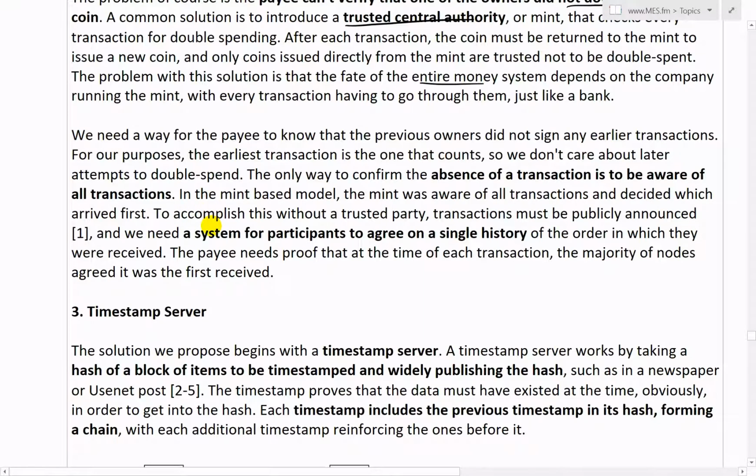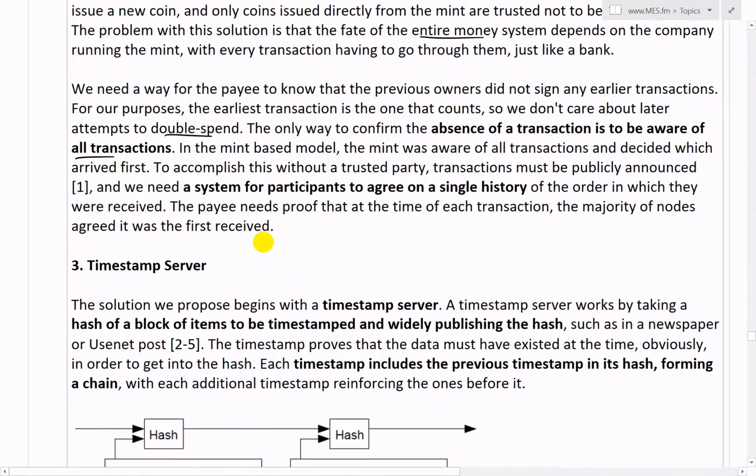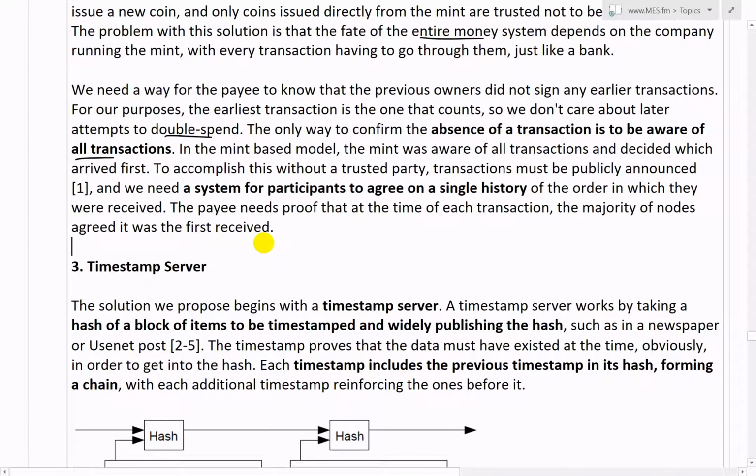Now we need a way for the payee to know that the previous owners did not sign any earlier transactions. For our purposes, the earliest transaction is the one that counts, so we don't care about later attempts to double spend. The only way to confirm the absence of a transaction is to be aware of all transactions. You have to know everything that happened, and that's the only way you'll know there aren't some other transactions.